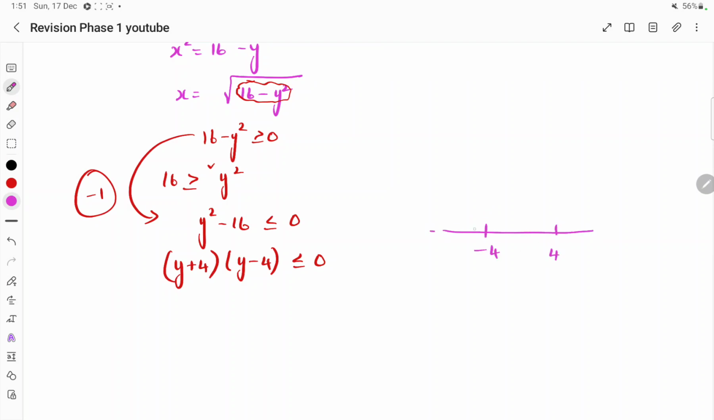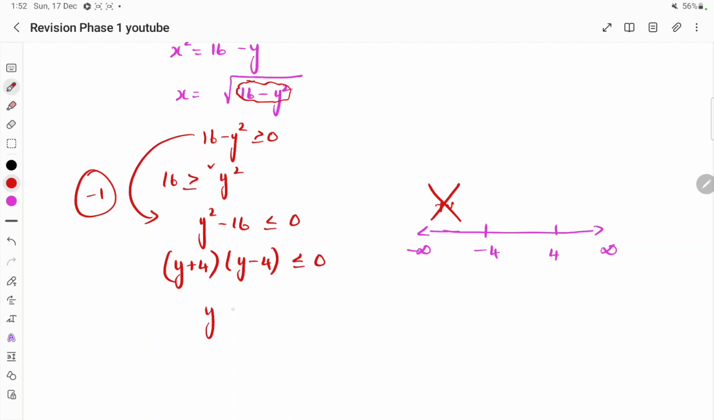So here we have minus infinity to infinity, with one interval from minus infinity to minus 4, one interval from minus 4 to 4, and one interval from 4 to infinity. I have to just check which part will satisfy this. If I take any value, I can take minus 5. Minus 5 plus 4 is negative, and minus 5 minus 4 is also negative, so the product is positive, which means this part will not come because I should get negative values.